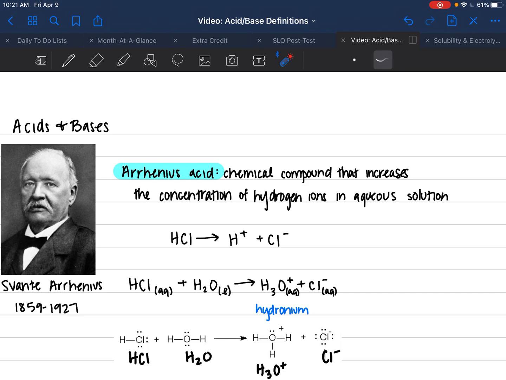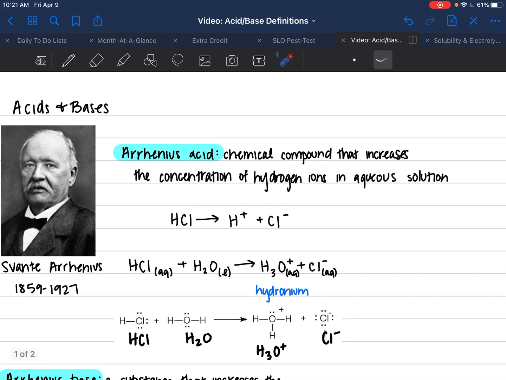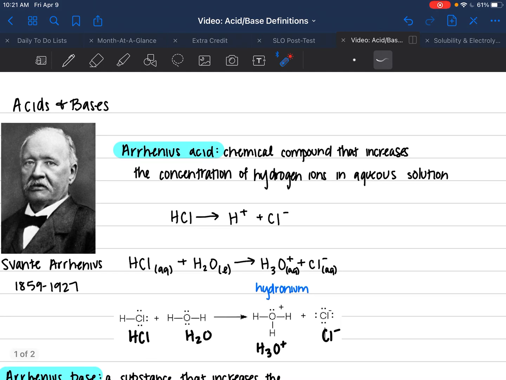So for him, an Arrhenius acid is any chemical compound that increases the concentration of hydrogen ions in an aqueous solution. So when we look at hydrochloric acid, which we know is an acid, it's in the name, when it breaks apart, we get a hydrogen ion and a chlorine ion. Notice that hydrogen is positive, that chlorine is negative, because that hydrogen has donated its electron to chlorine.